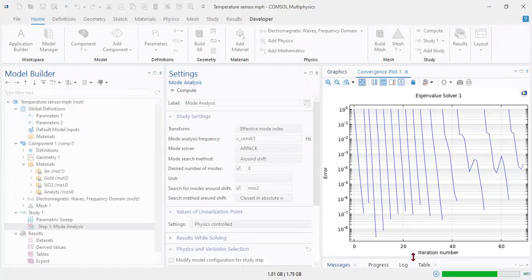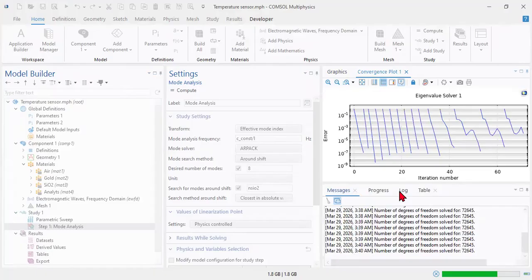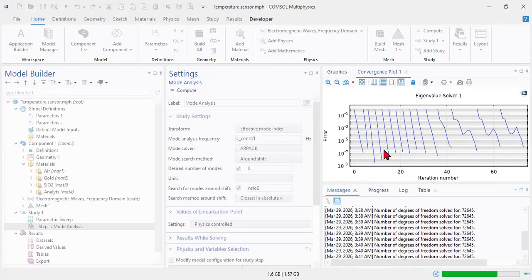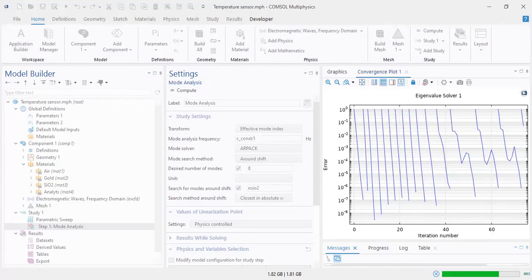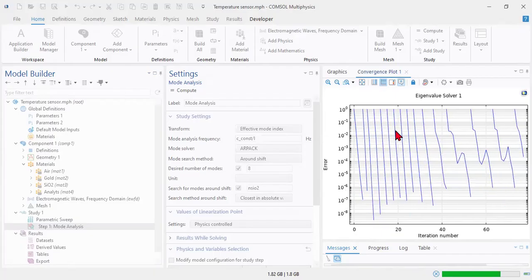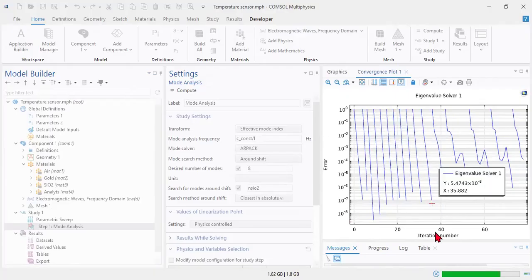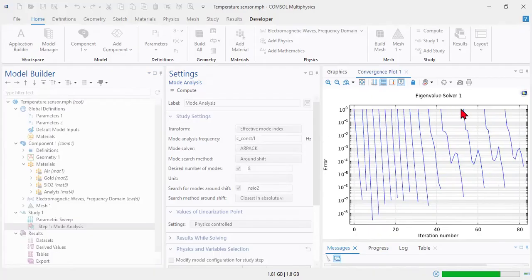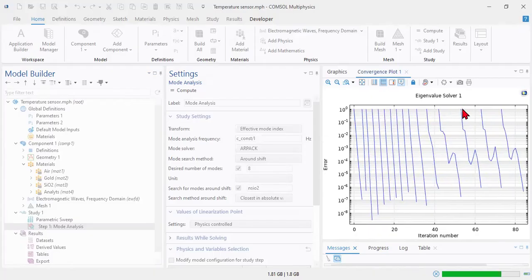Okay, the simulation is working perfectly. Progress is 72%, so it's almost done. You can see that the simulation error is kind of low, 10 to the power minus 8 to 10 to the power minus 6. This is the error and iteration number. So this is iteration one to six.